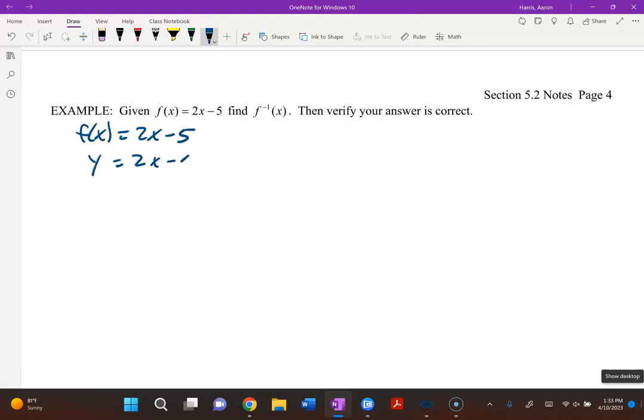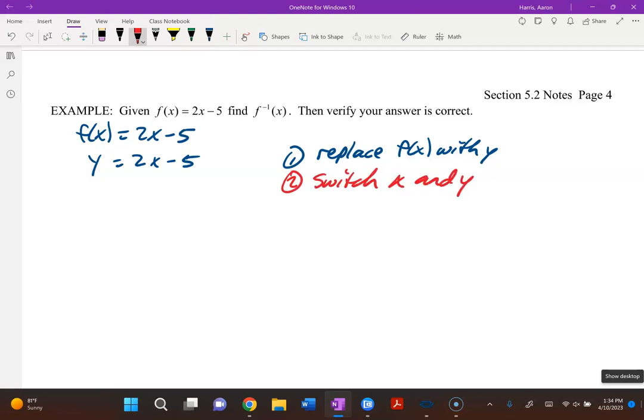So number one, replace f of x with y. Now number two, switch x and y. So this becomes x, that becomes y. Number three, solve for the new y. So I'm going to solve for the new y.